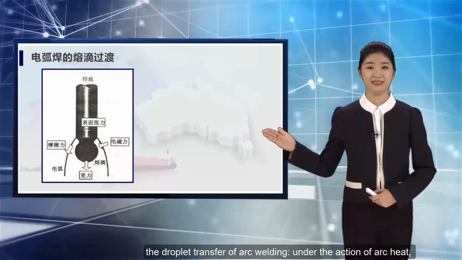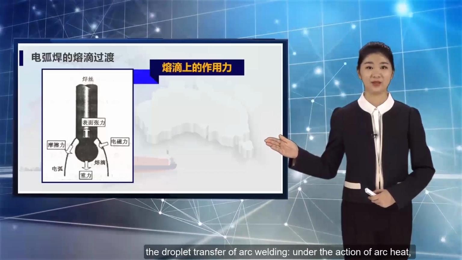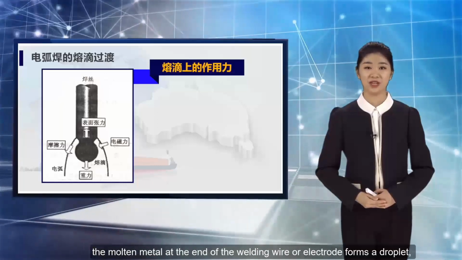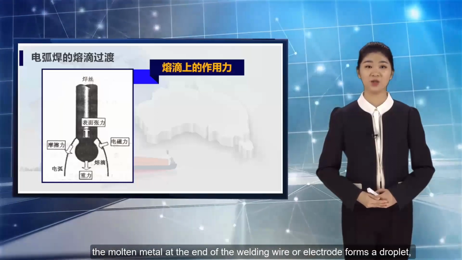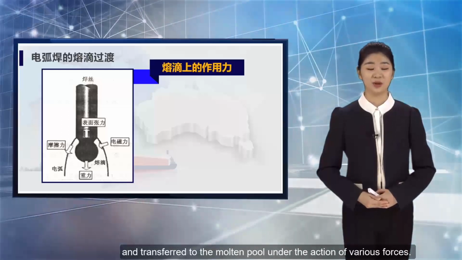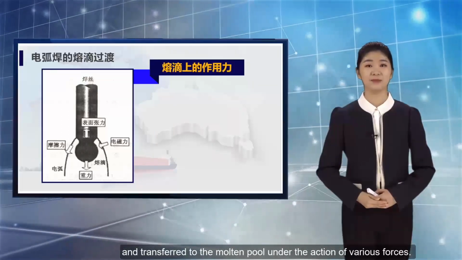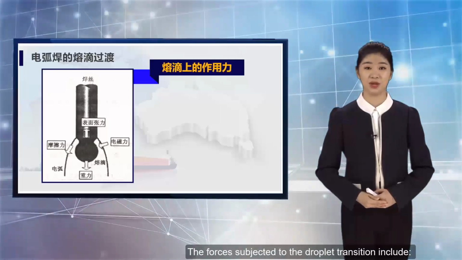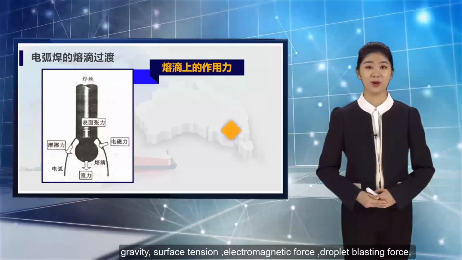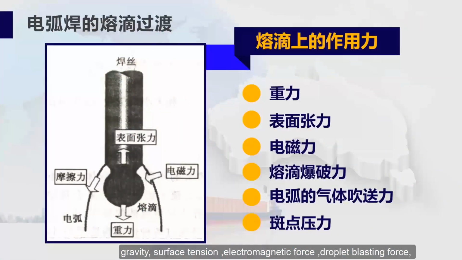The third part, the droplet transfer of arc welding. Under the action of arc heat, the molten metal at the end of the welding wire or electrode forms a droplet, which is detached from the end of the welding wire and transferred to the molten pool under the action of various forces. The forces subjected to the droplet transition include gravity, surface tension, electromagnetic force, droplet blasting force, the gas blowing force of the arc, and spot pressure.